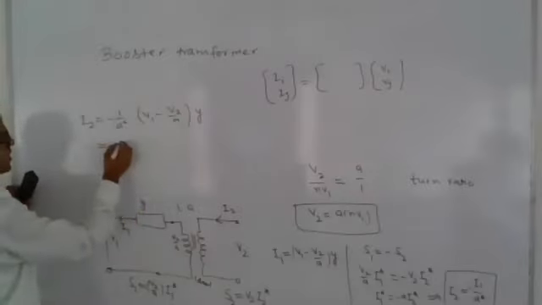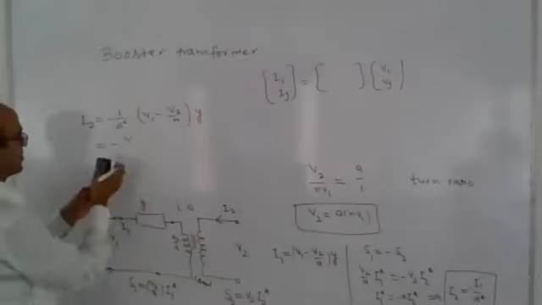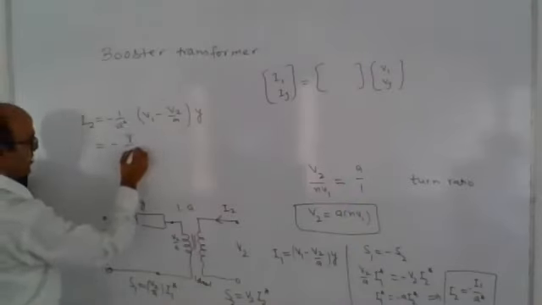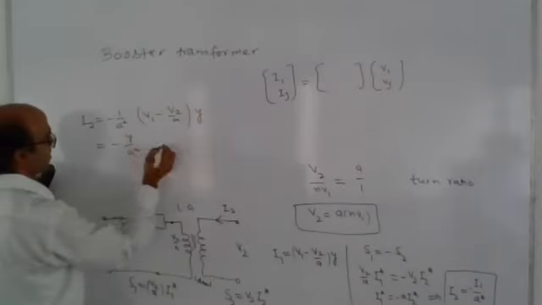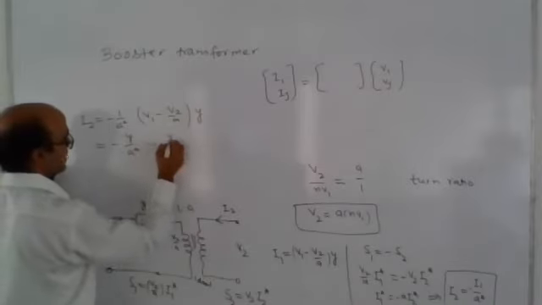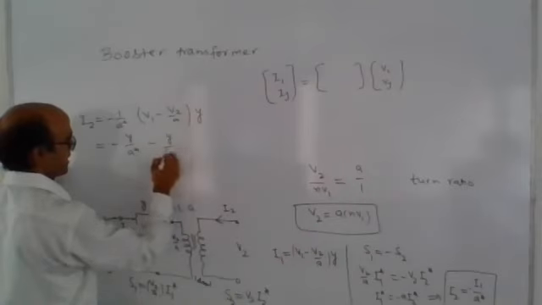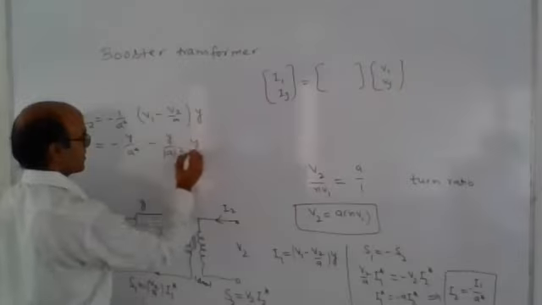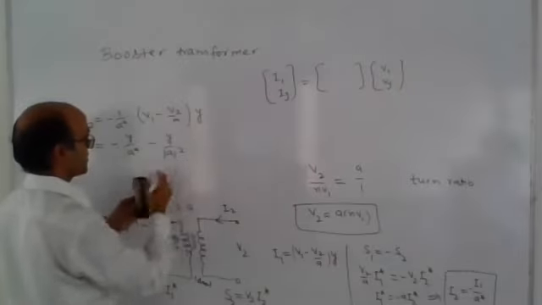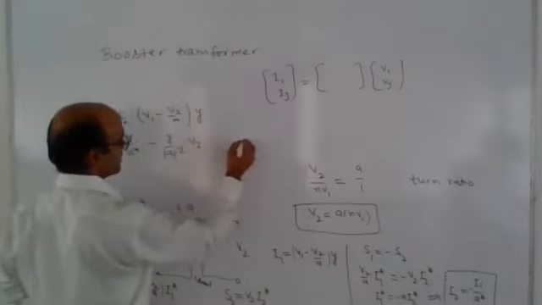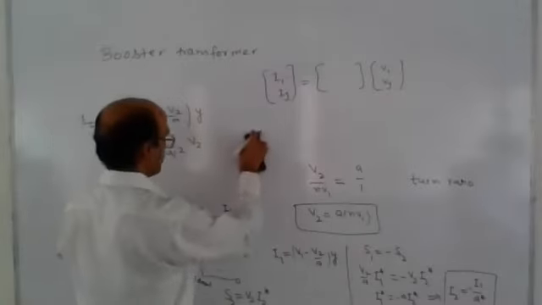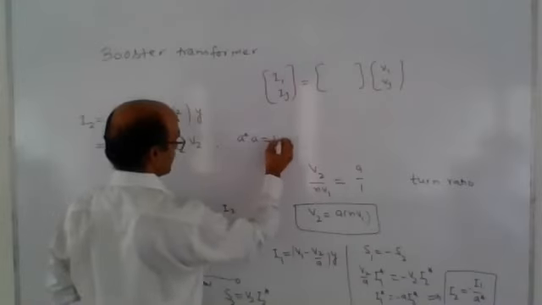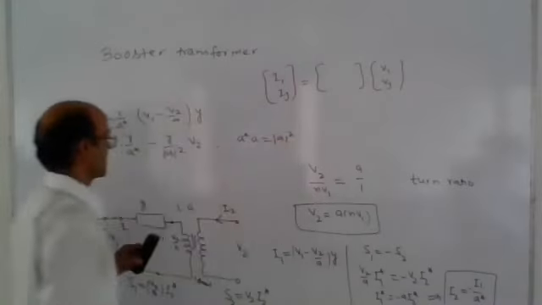So this is minus Y divided by A conjugate V1, plus Y divided by the mod of A square into V2, because here I am using A conjugate, and A times A conjugate is mod of A square.